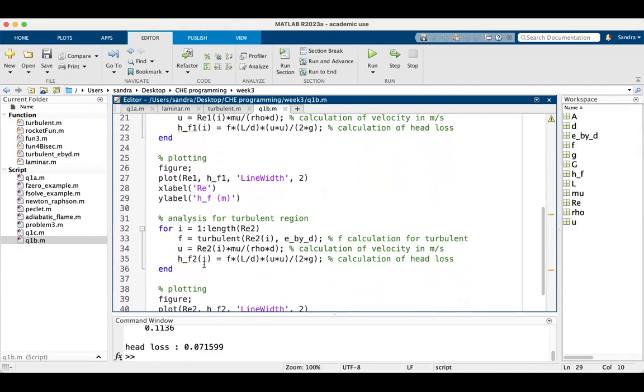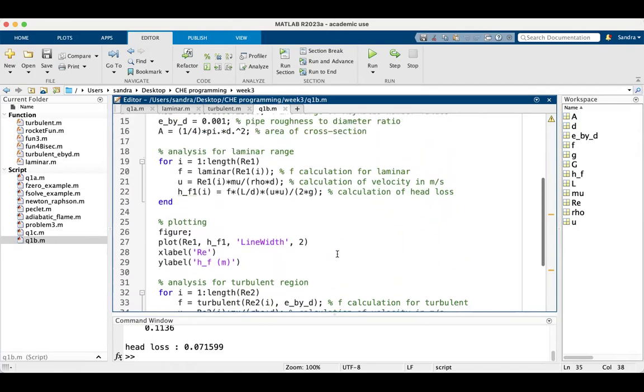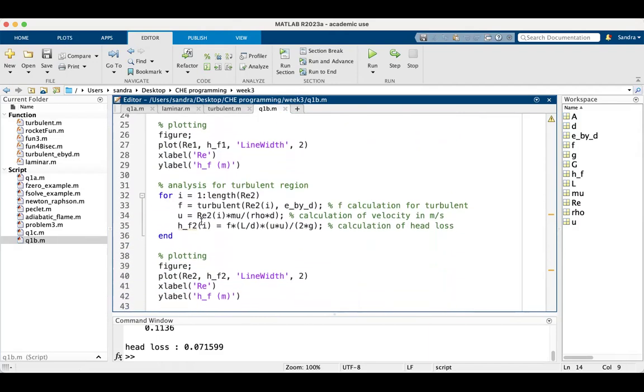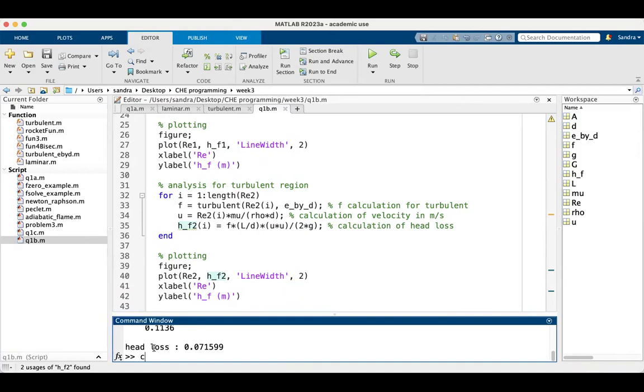Now repeat the same thing for the turbulent region. Again, the turbulent loop goes from 1 to the length of RE2, and you use the turbulent function. What inputs do you give? You give the Reynolds number and the E by D ratio. E by D ratio is fixed here. Now you calculate the U exactly how we did for the laminar region, and then you find the head loss here, HF2. You keep repeating it for values ranging from 5,000 to 25,000. Once that has been done, again you will get a vector for it, and then we plot RE versus HF2. Is that clear? You repeat the same commands by putting them in a for loop. That's what we did here.